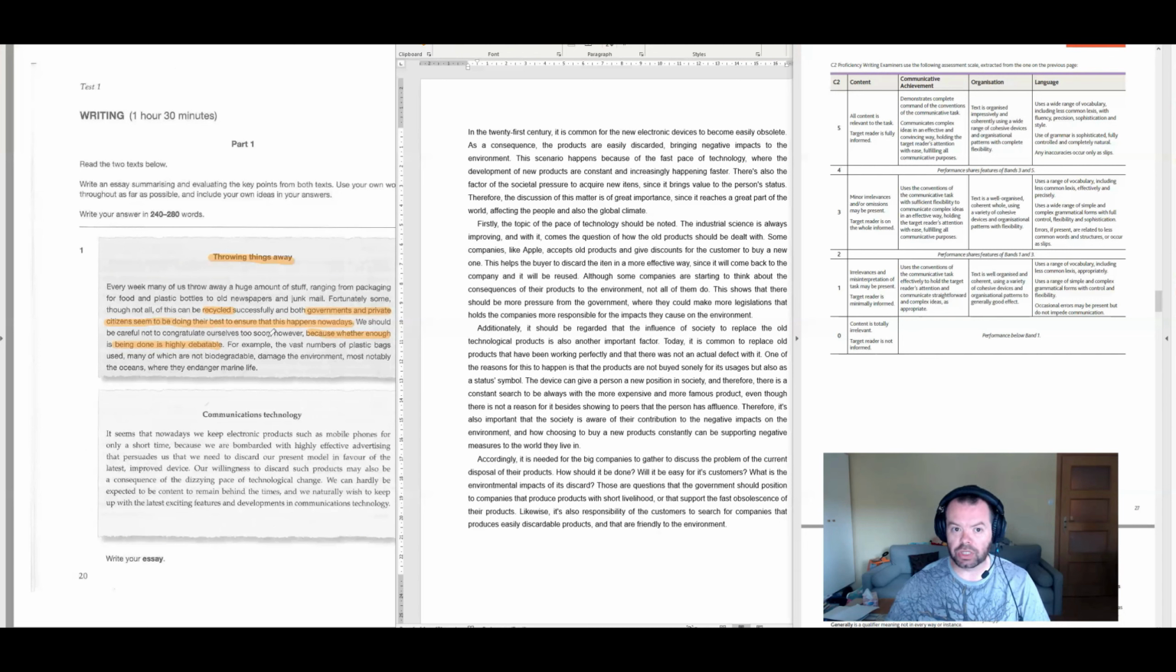We need to summarize those points in our response, and we need to evaluate or respond to them. The second text talks about communications technology, still in the context of waste. It seems that nowadays we keep electronic products such as mobile phones for only a short time, because we are bombarded with highly effective advertising that persuades us that we need to discard our present model in favor of the latest improved device. Our willingness to discard such products may also be a consequence of the dizzying pace of technological change. We can hardly be expected to be content to remain behind the times, and we naturally wish to keep up with the latest exciting features and developments in communications technology.